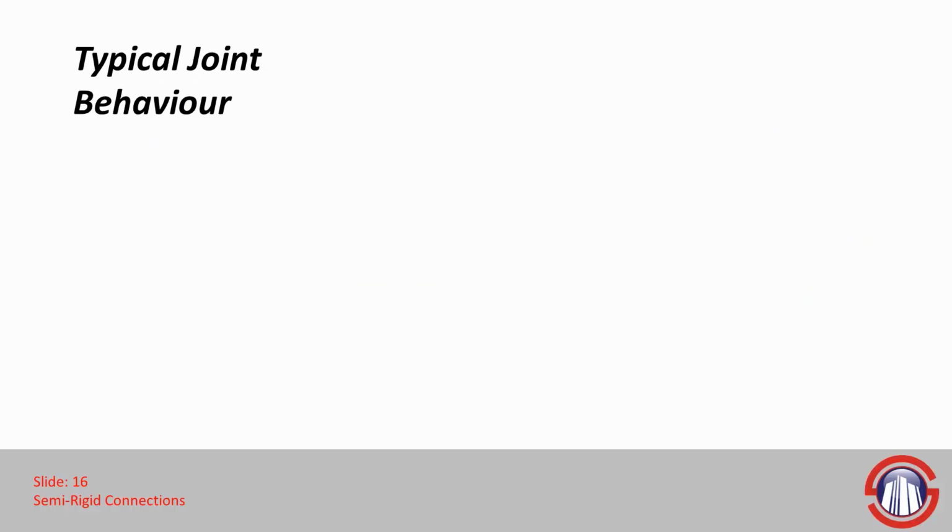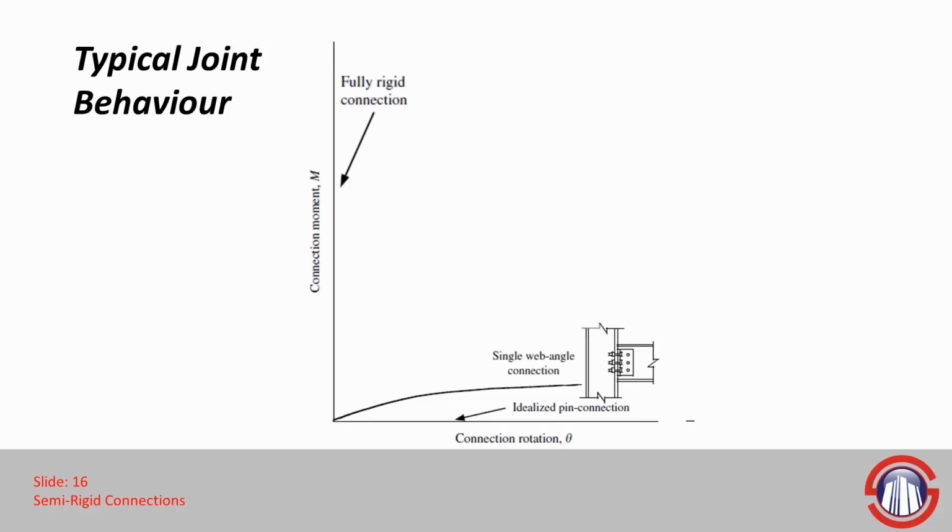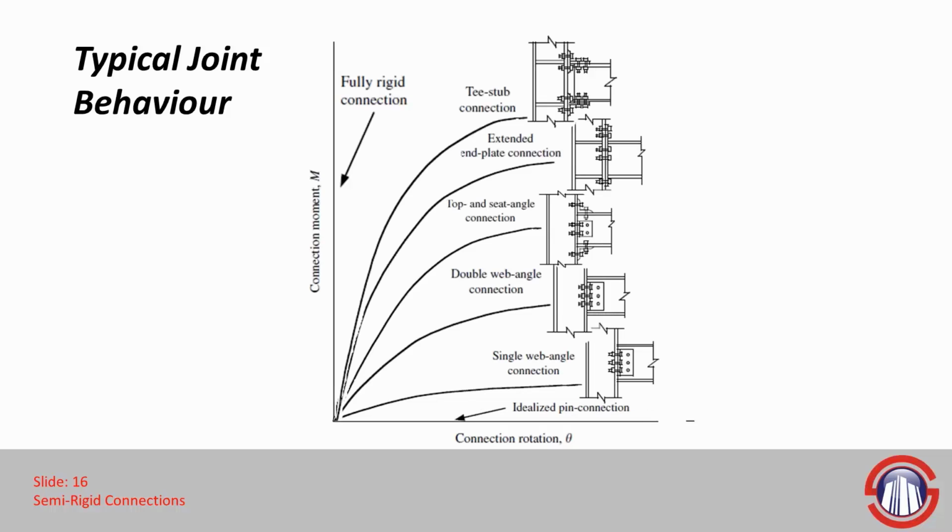Now, perhaps to put this into perspective, we can plot the connection rotation versus connection moment for common connection types. If we have a fully pinned connection, we'd have a large rotation with very little moment. And if we had a fully rigid connection, we'd have a low rotation with a very high moment. And in between, we have all these other semi-rigid connections. So how do we know what to consider rigid versus pinned connection?